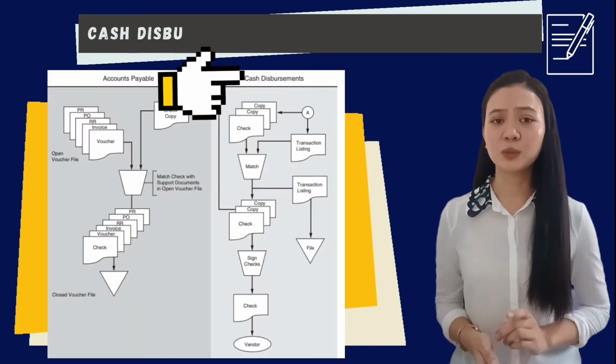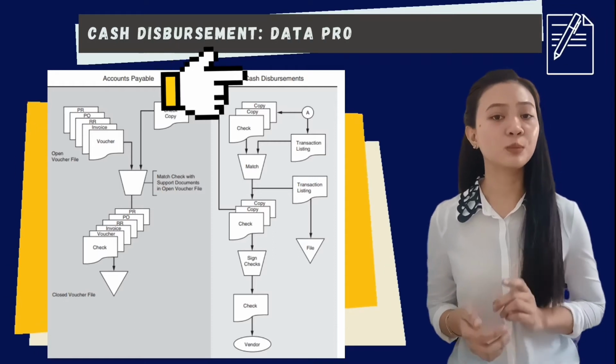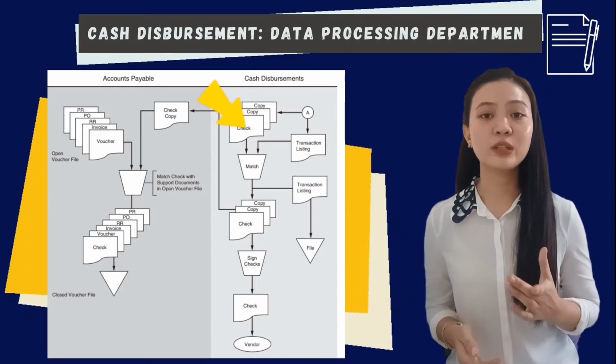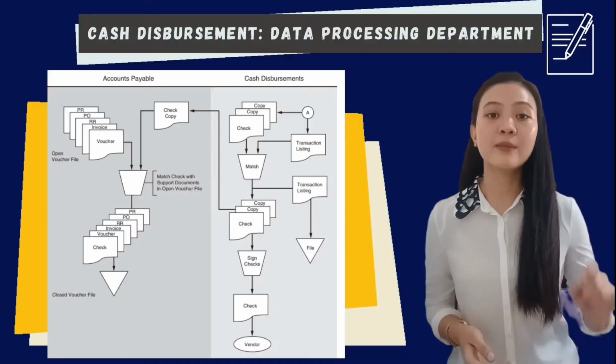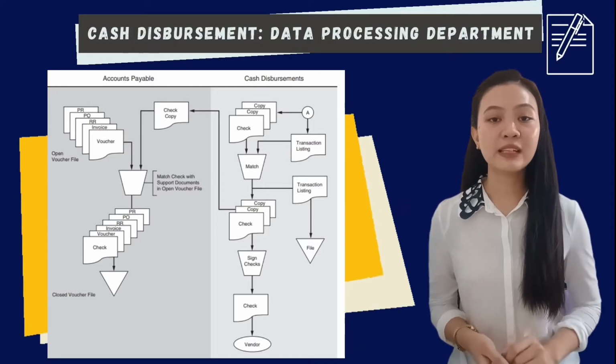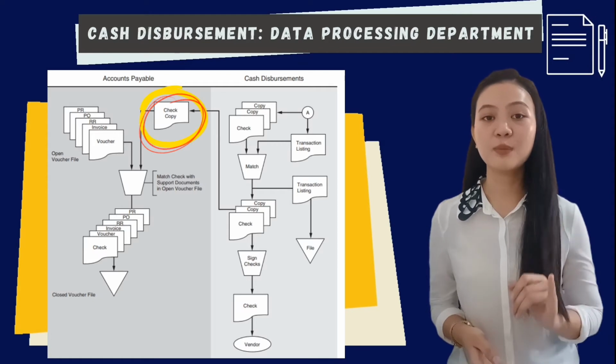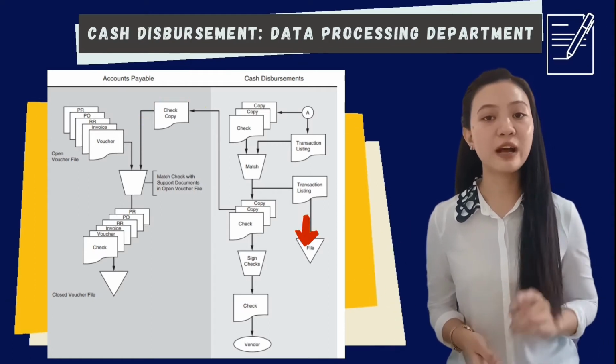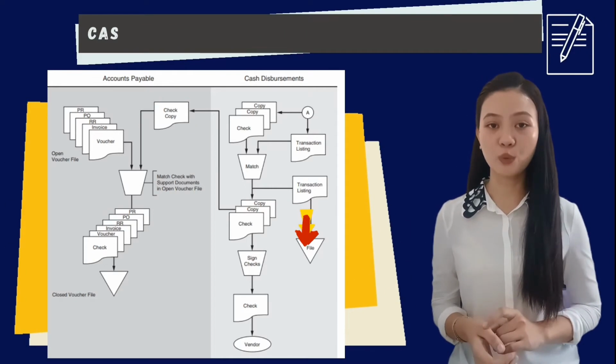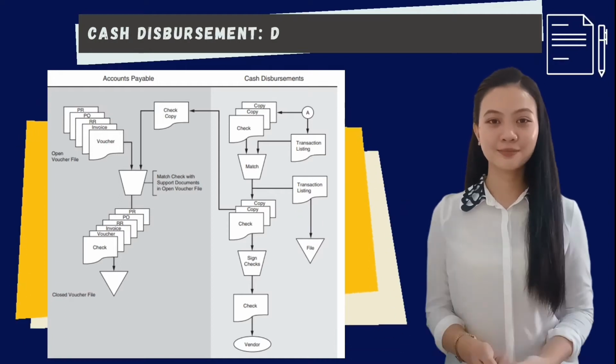Then, in the cash disbursement department, the cash disbursement clerk reconciles the checks with the transaction listings and submits the negotiable portion of the check to the management for signing. Then, the checks are mailed to the suppliers. One copy of each check goes to the accounts payable and the other copy is filed in the cash disbursements along with the transaction listings.